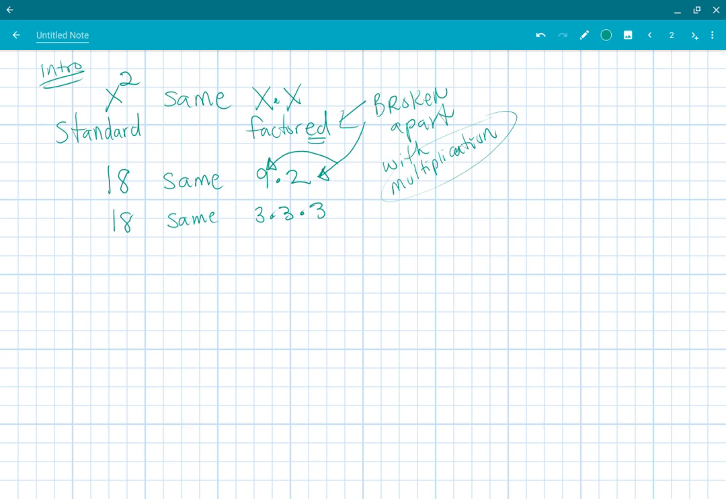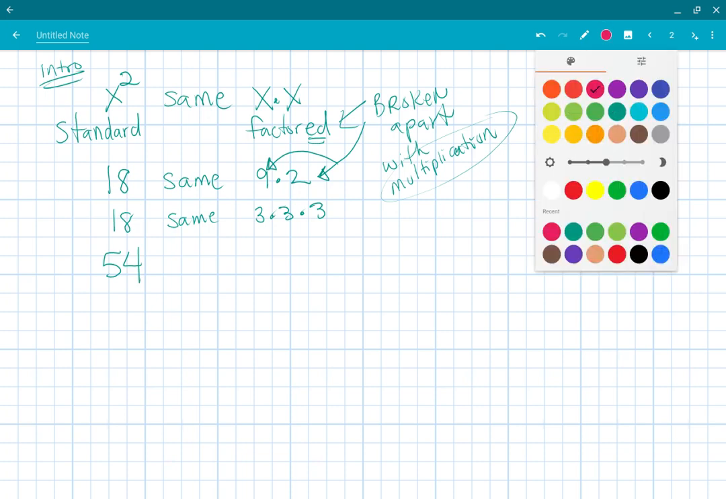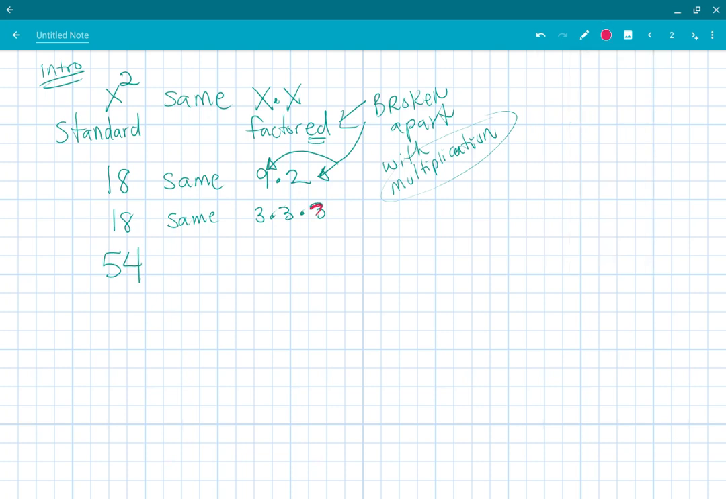So, let's see if you guys can help me out with this one. 3 times 3 times 3 is not the same as 18. Yeah, my mistake. Thank you. No, good catch. Thank you. I meant to drop down to 2, right? Good catch.